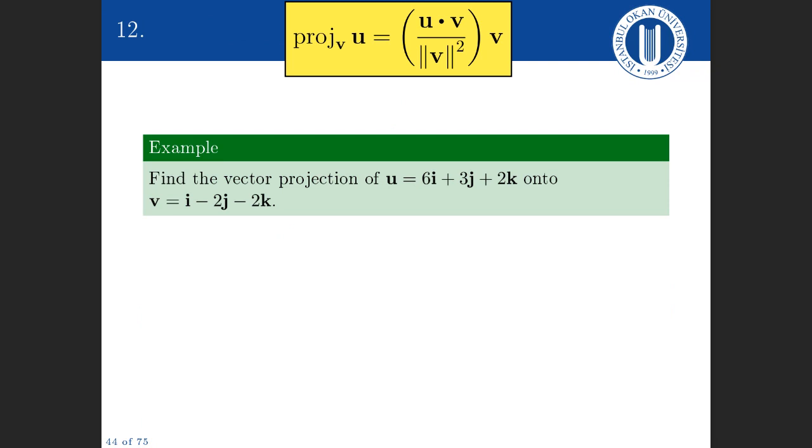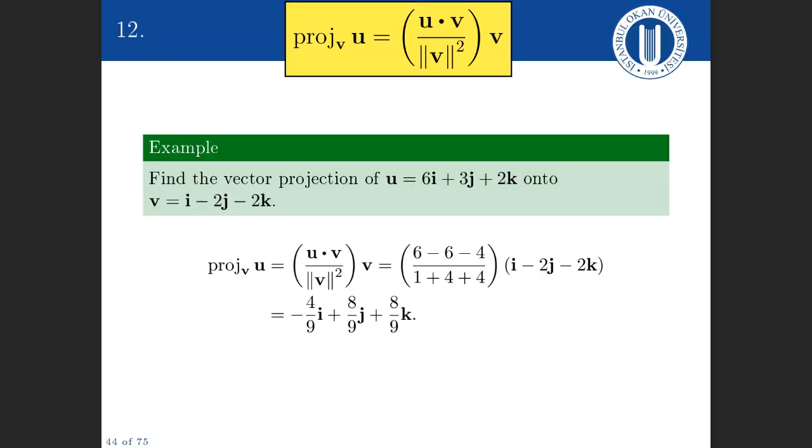For example, find the vector projection of 6i plus 3j plus 2k onto the vector i minus 2j minus 2k. We're going to be using the formula which I've written in the yellow box at the top. We need to calculate u dot v, we need to calculate the norm of v squared, and then we need to put them into the formula. And here's the whole calculation.